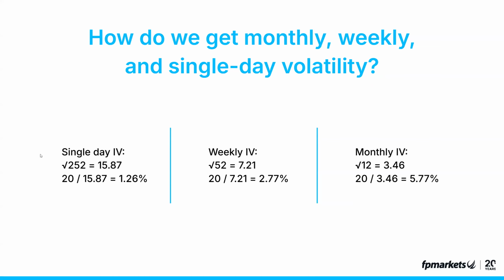Determining weekly IV, it's the same process, guys. The only thing that really changes is the square root. So we look at 52 weeks in the year. The square root of 52 is 7.21. And then dividing the annualized value of the VIX by this number gives us 2.77%. So once we do that, we have a 2.7%, 2.8% let's say rounded up, weekly IV either to the upside or to the downside. So this is very good. So we know 2.7% either to the upside or to the downside.